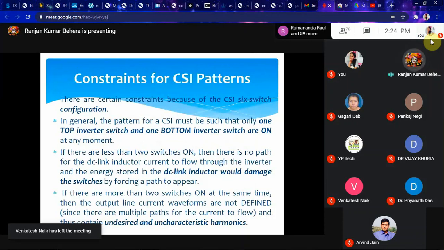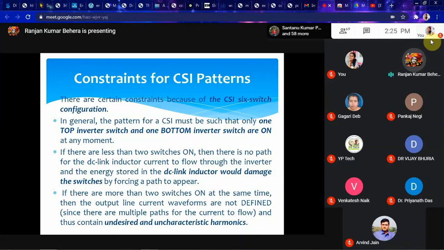So there are some constraints in the current source inverter. There are 6 switches, we have seen already. And with 6 switches, if you have a voltage source inverter, we know that. We have seen that the voltage source inverter has 6 switches, and you have the 180-degree conduction mode and the 120-degree conduction mode.